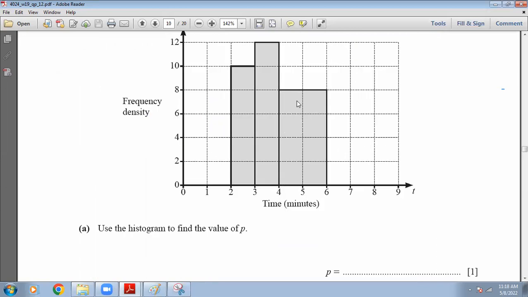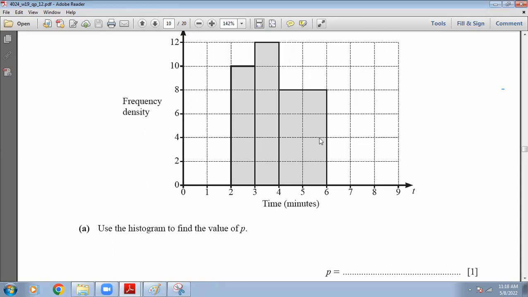For the class 4 to 6, its histogram is already here. So if you have the histogram, you can find the frequency of that class 4 to 6, and that is very simple. Just find the area of this histogram, this rectangle. That will be equal to the frequency.